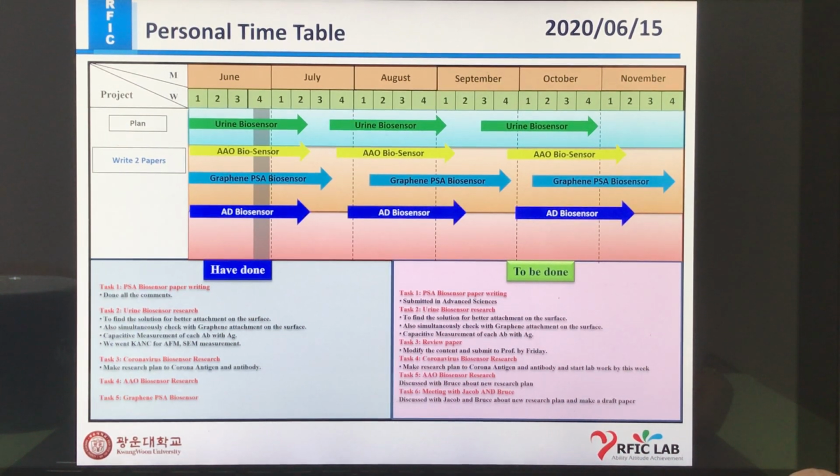I have discussed with Bruce the new research plan because he did some LSPR and SPR measurements, and I thought it was the wrong concentration. So we have discussed and made a new research plan. And task 6 is the meeting with Jacob and Bruce about his research plan, and also making a draft paper writing.